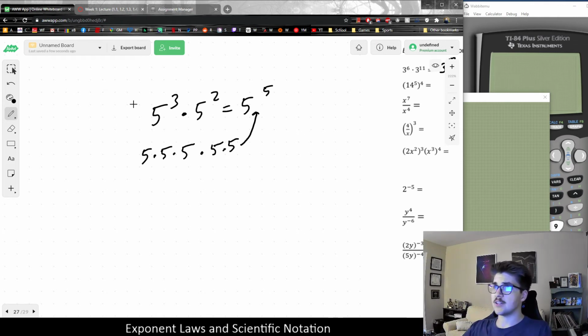Now, if the bases are not the same, like say 1 is 5 and 1 is 4, of course this rule doesn't apply. Only when the base is the same does the rule work, and the base never changes. The base does not multiply also when I'm using it.